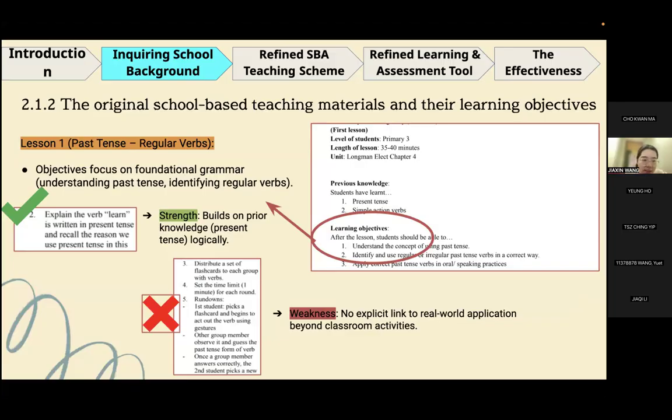In lesson one, we can see the objectives focus on foundational grammar, which are about understanding past tense and identifying regular verbs. However, the teacher doesn't have an explicit link to real-world application beyond classroom activities, but the good thing is the teacher wants to build on prior knowledge logically from present tense to the simple past tense.